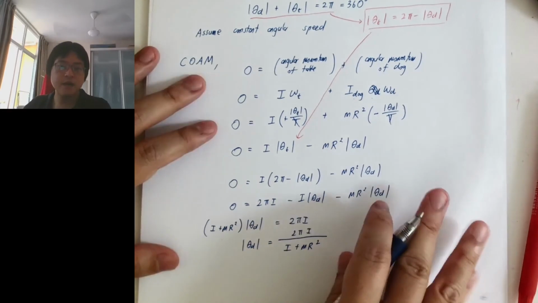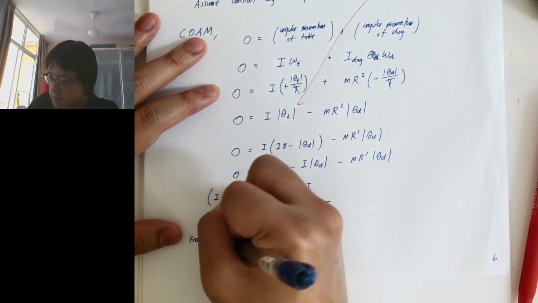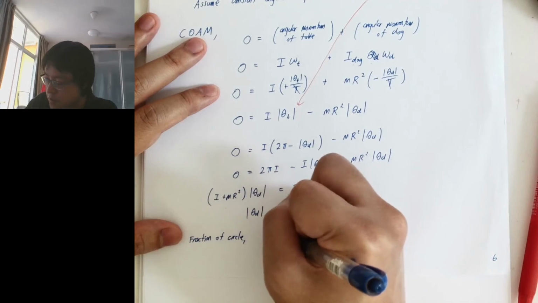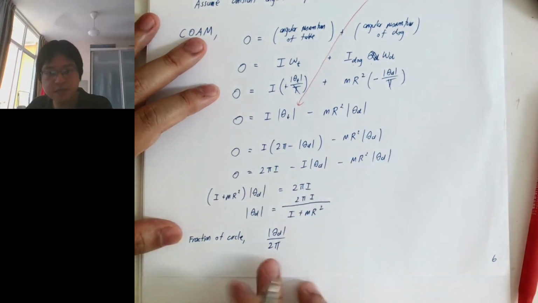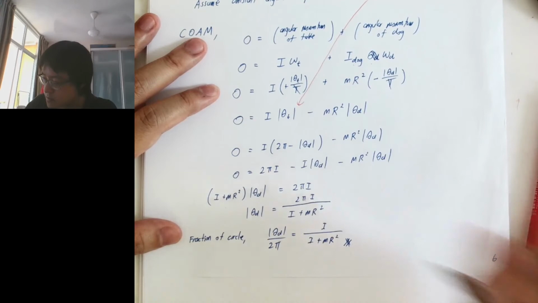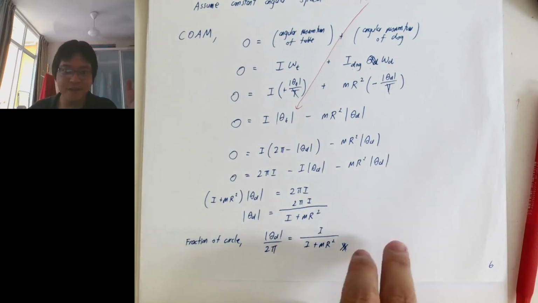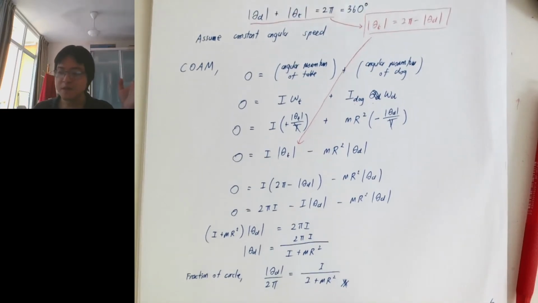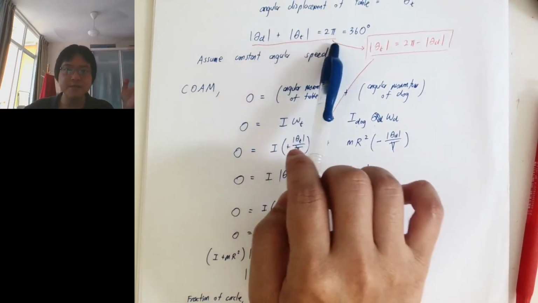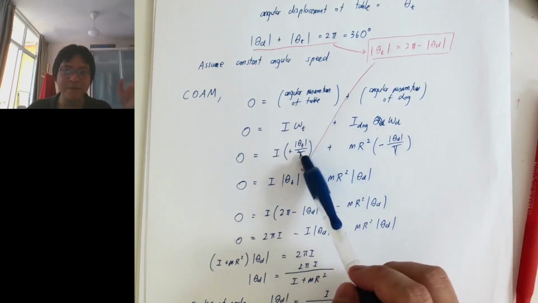So theta dot is 2 pi I over I plus mr squared. That gives us the angular rotation of the dog, and then I want to calculate the fraction of the circle. So how much is the dog's angular displacement over one full circle? That is given by I over I plus mr squared. I don't know whether you guys are following this. Hopefully this is understandable, and I believe the key step is here. Once you recognize this, the rest is just to apply. I hope everyone finds this part logical.